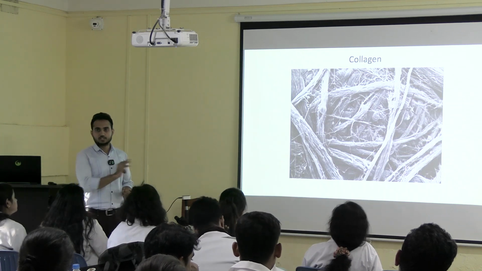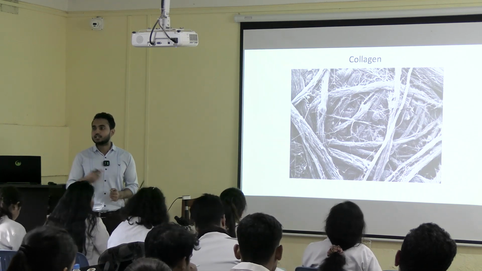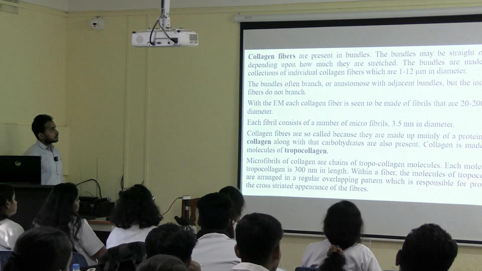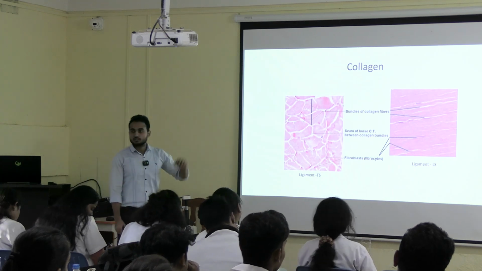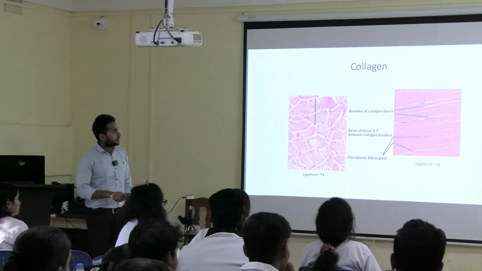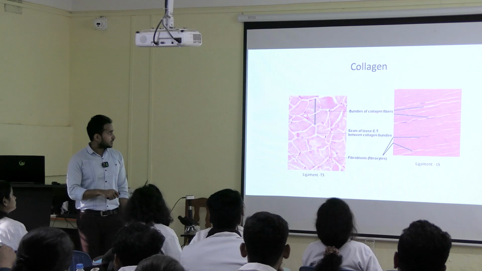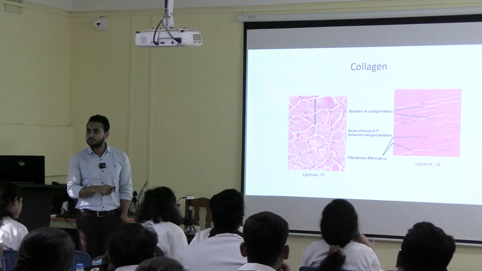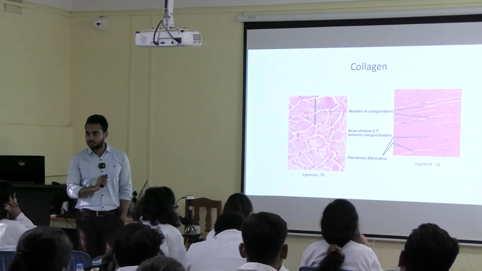So for that I have added this particular image so that you will have an idea of what the appearance will be if we see this under electron microscope. Now this is the appearance under normal compound microscope. Okay, two diagrams. If you see this particular diagram, these are the examples of collagen fibers. Here collagen fibers are present.